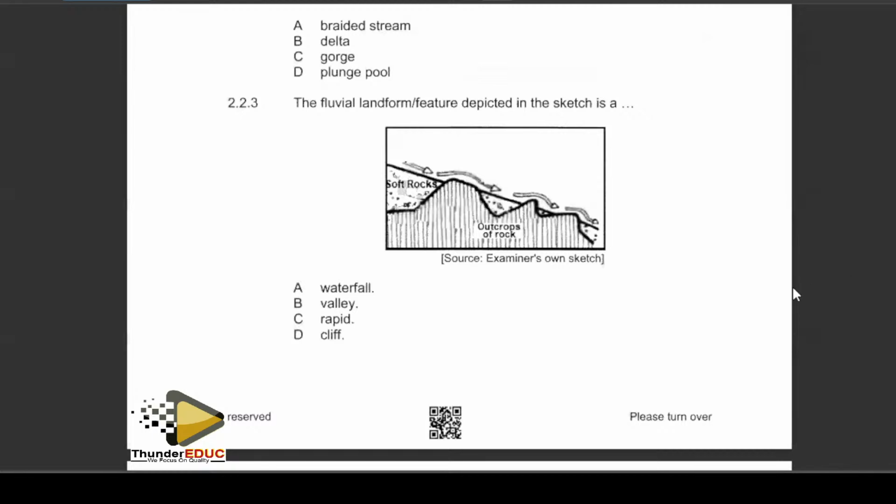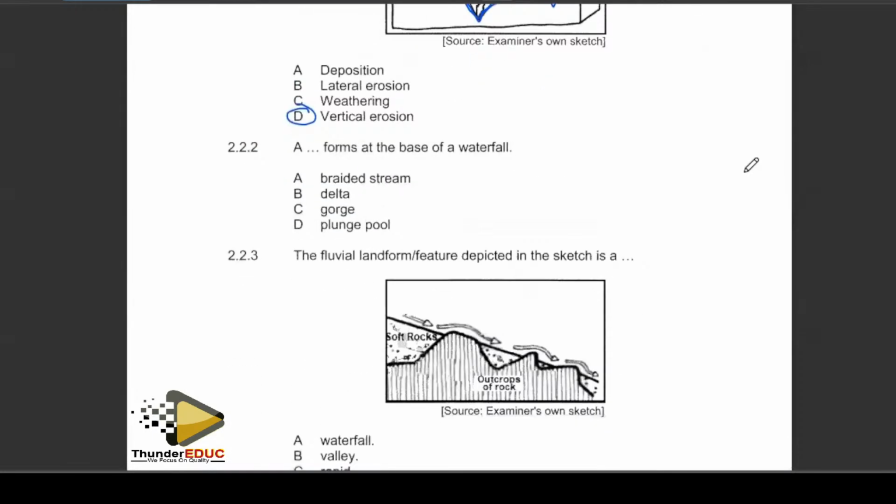Right. Let's go to number 2.22. 2.22 says, a dash forms at the base of a waterfall. At the base of a waterfall, the lower part of the waterfall, what do we have there? Obviously, we have what we call a plunge pool. I think if you still remember a waterfall, we have a resistant rock on top, then we have a softer rock at the bottom. Right, and this is the typical situation of a waterfall.